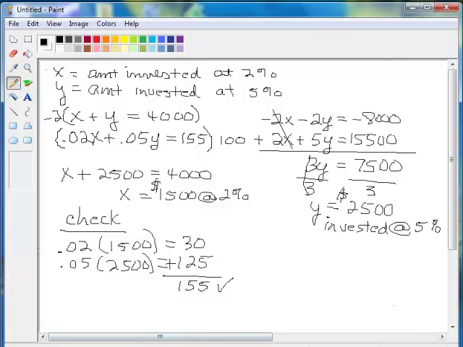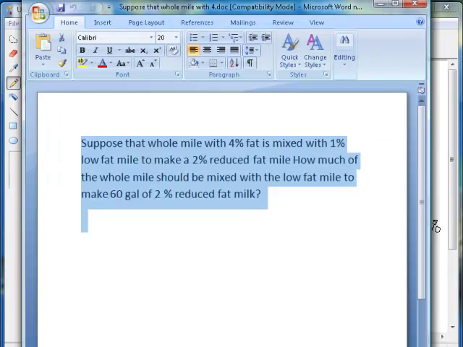Okay, we're going to go now to the next problem, which is a mixture problem. And here it is. Suppose that whole milk with 4% fat is mixed with 1% low-fat milk to make a 2% reduced fat milk. How much of the whole milk should be mixed with the low-fat milk to make 60 gallons of the 2% reduced fat milk?